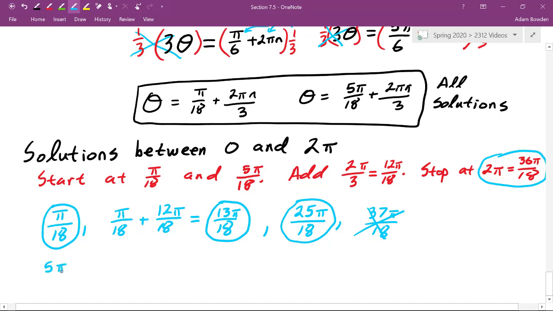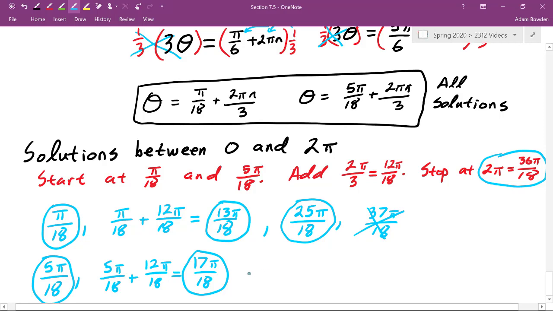Now if we start from the other number, 5 pi over 18, and we add 12 pi over 18, we get 17 pi over 18. So we have one solution, another solution. If we add it again, we get 29 pi over 18. That still is less than 2 pi. But if we add it another time, we get up to 41 pi over 18. So now that's going all the way past 2 pi.